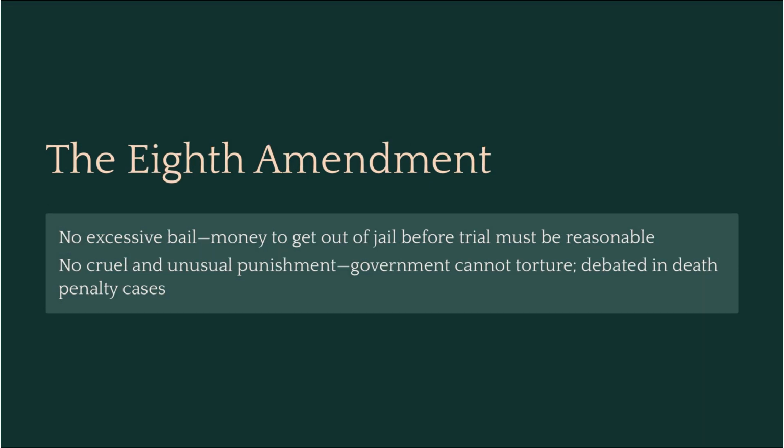The Eighth Amendment is about what happens after you're found guilty. It has two parts. First, no excessive bail. Bail is the money you pay to get out of jail before your trial. This says the judge can't set your bail at an impossible number, like $1 billion for shoplifting. Second, no cruel or unusual punishment. This means the government can't torture you. This is the amendment at the heart of the national debate over whether the death penalty is cruel and unusual.